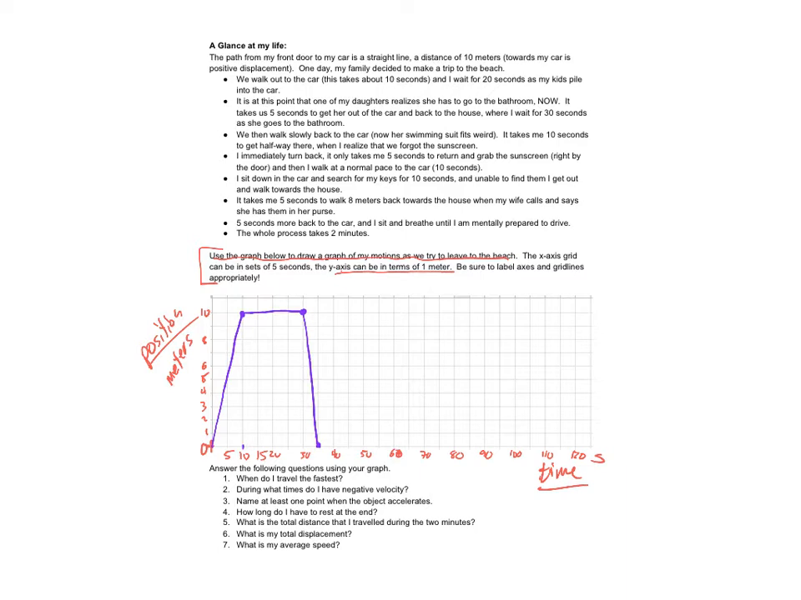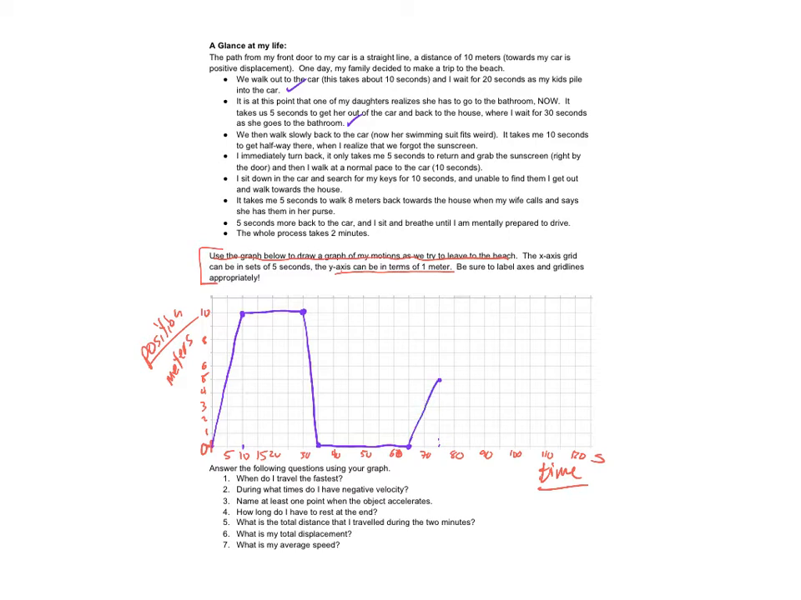Where I wait for 30 seconds as she goes to the bathroom. So 35, 10, 20, 30 seconds. All right, I'm at 65 now. So now she's gone to the bathroom. Got that done. We then walk slowly back to the car because her swimming suit fits weird now. It takes me 10 seconds to get halfway there. So 10 seconds, so from 65 to 75, and I need to get halfway there. The distance was 10, so halfway there would be 5.